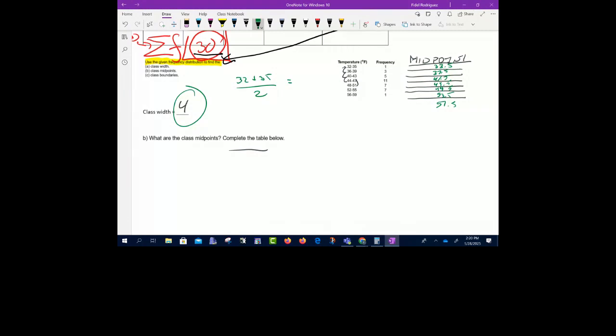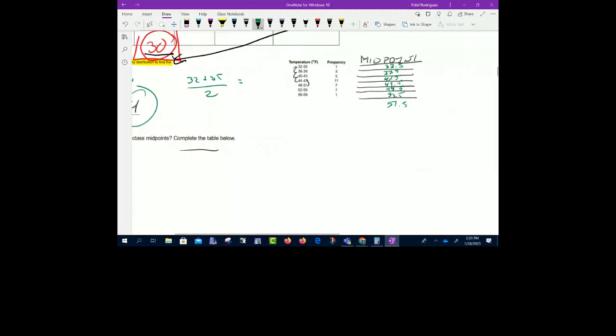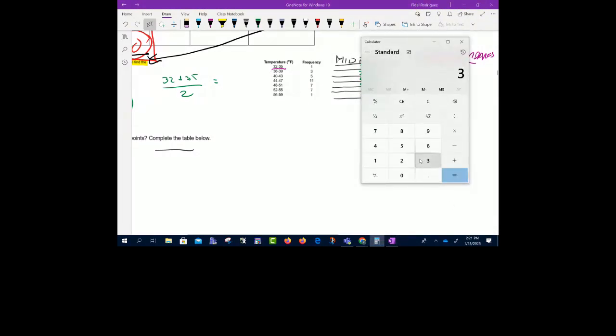Now the way we're going to find the class boundaries is like this. I'm going to make another column right here and call it the class boundaries. To find the class boundaries, from the lower limits and the upper limits, we are going to subtract or add 0.5. Let me explain what I mean. Look at the first one. The first lower limit is 32.